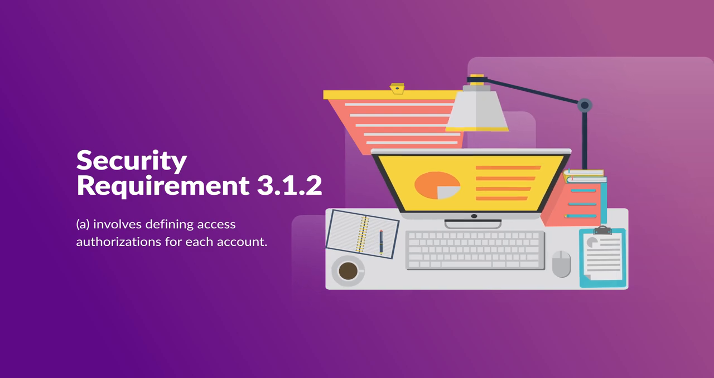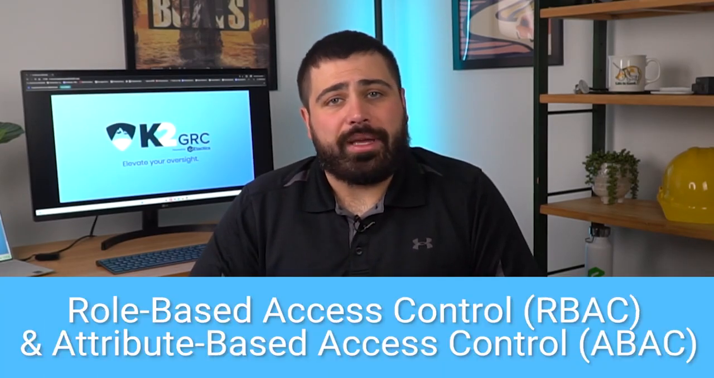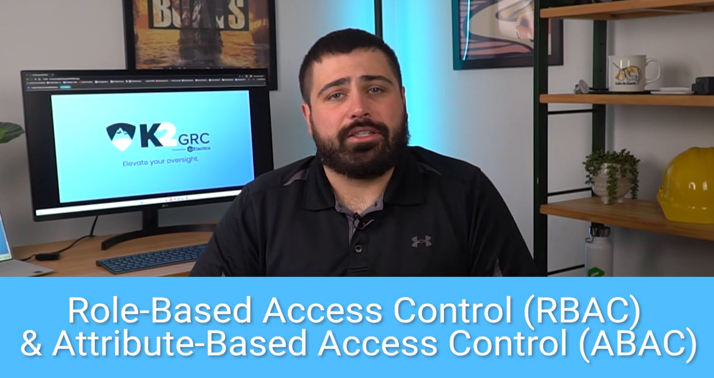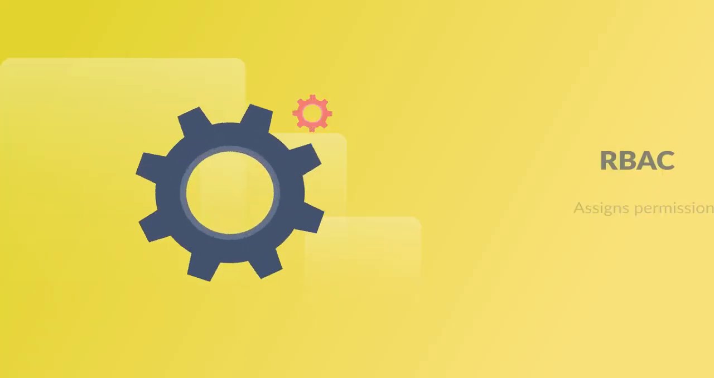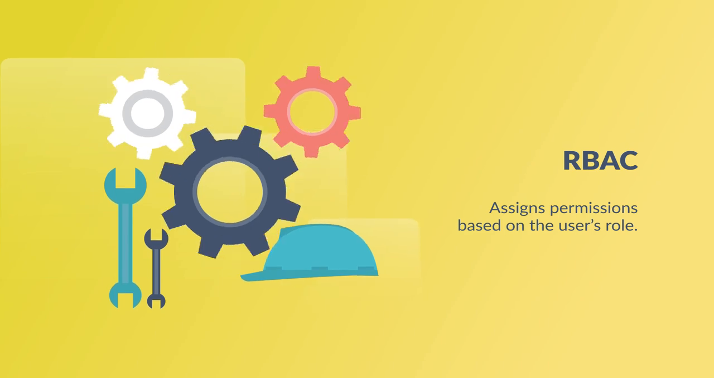Part A involves defining access authorizations for each account, while Part B enforces these authorizations using access control mechanisms. These rules can be implemented at different levels, such as system, application, or even service, depending on the organization's architecture. There are two main methods for setting up these controls: role-based access control, or RBAC, and attribute-based access control, or ABAC. RBAC assigns permissions based on a user's role, which is effective and straightforward.